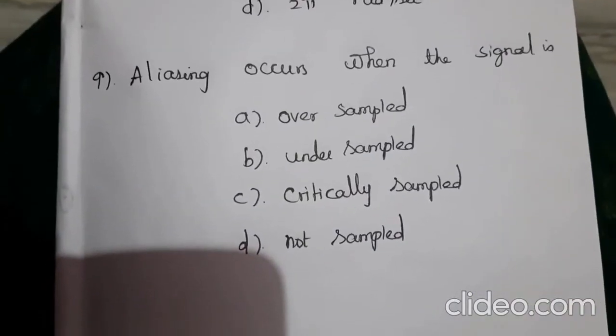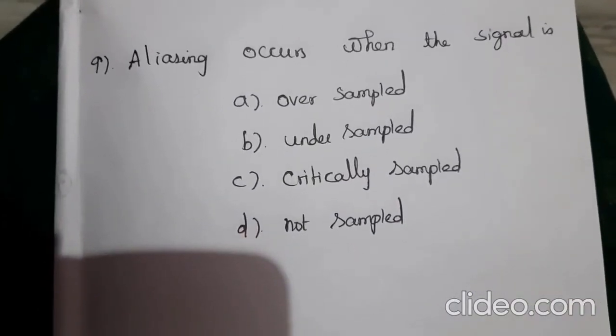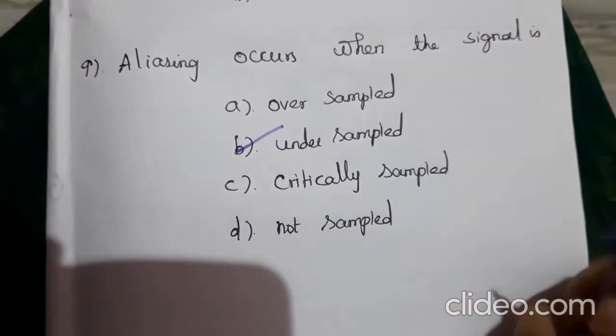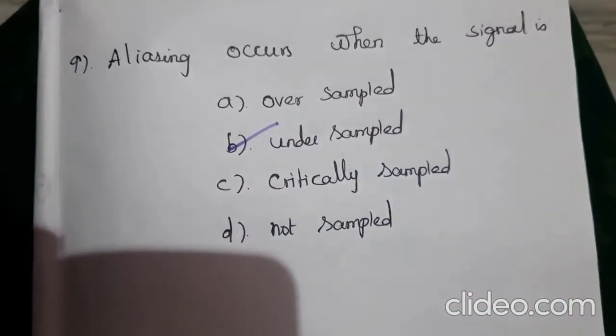Ninth question, aliasing occurs when the signal is undersampled. When the signal is undersampled, aliasing will occur. So the answer here is B.